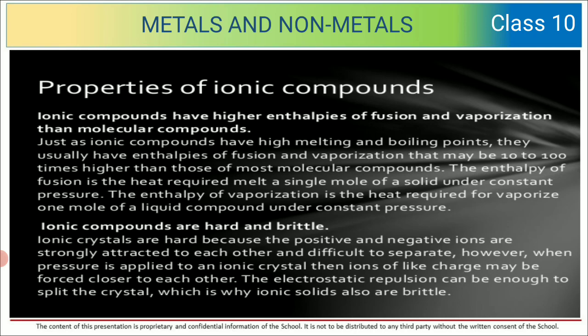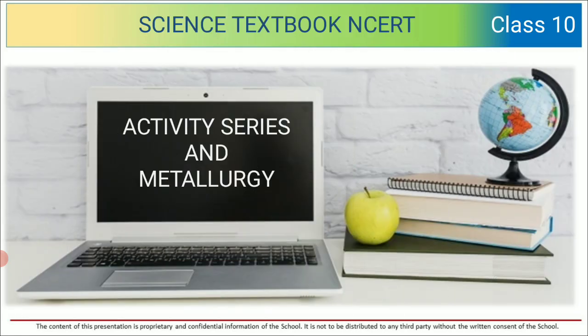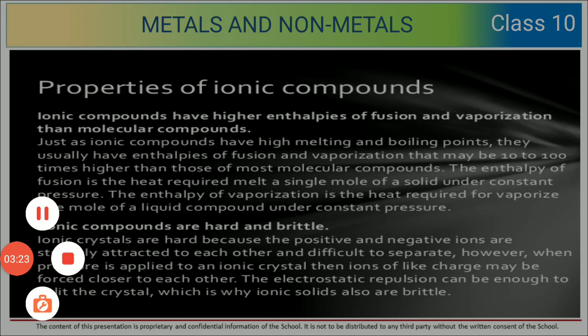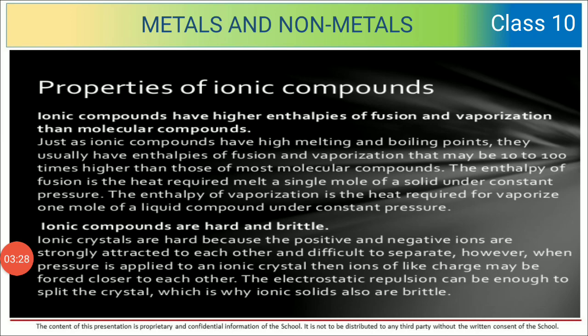Ionic compounds are hard and brittle. So these are the different properties of ionic compounds. Just as ionic compounds have high melting and boiling points, they usually have high enthalpies of fusion and vaporization. Ionic crystals are hard because positive and negative ions are strongly attracted to each other. The electrostatic repulsion can be enough to split the crystal.